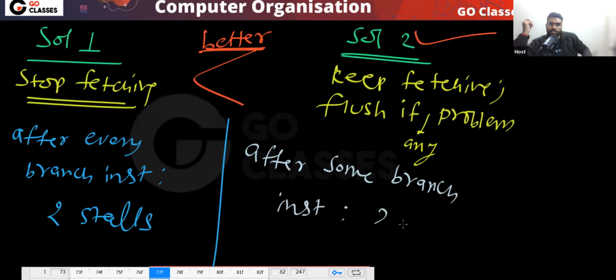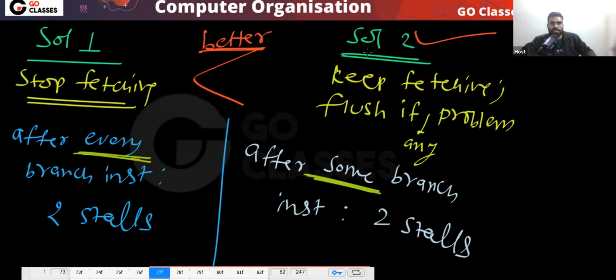After some branch instruction, you will get 2 stalls. So please understand that here, after some branch instruction. So this is definitely a better solution. Now, if you have a branch instruction, there are 2 types of solution.